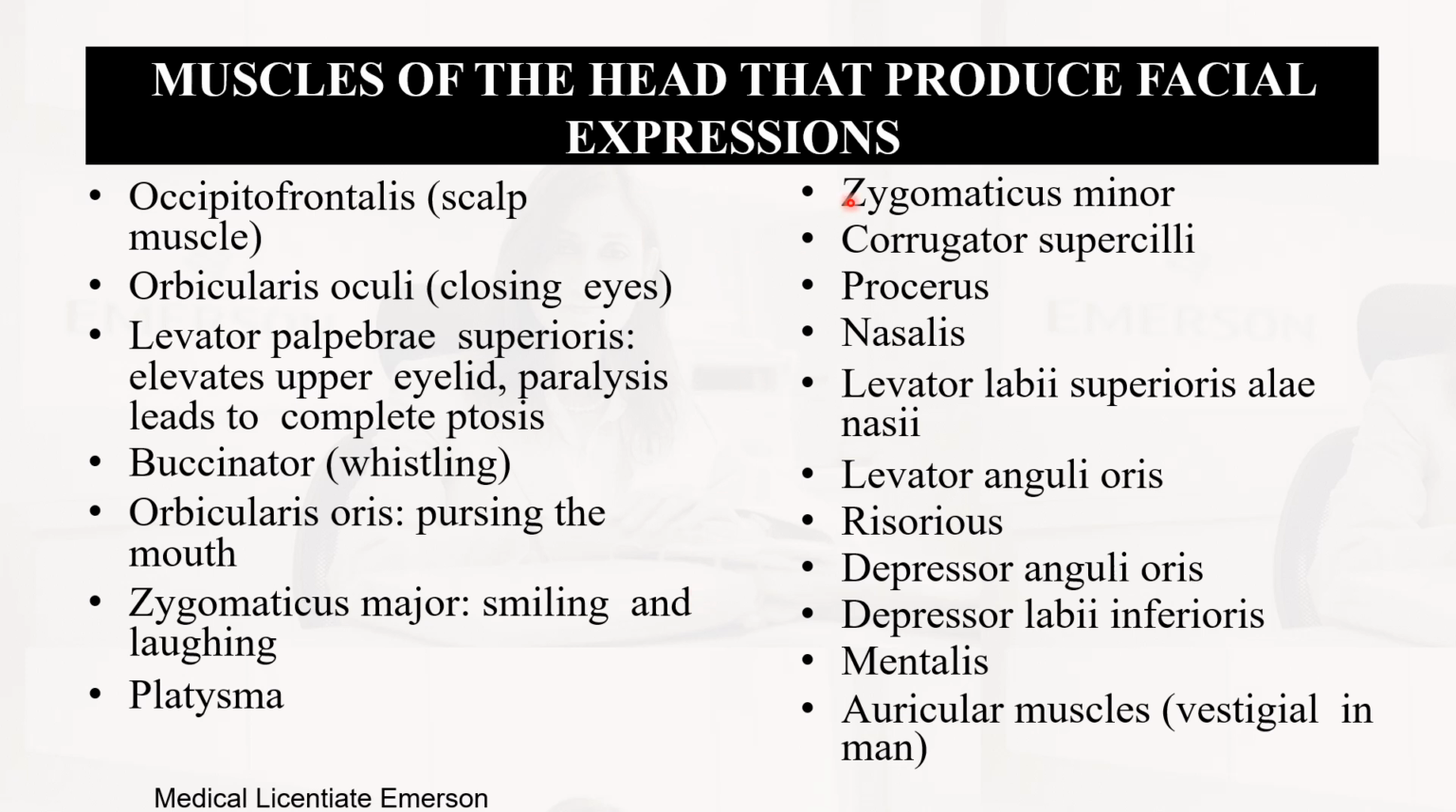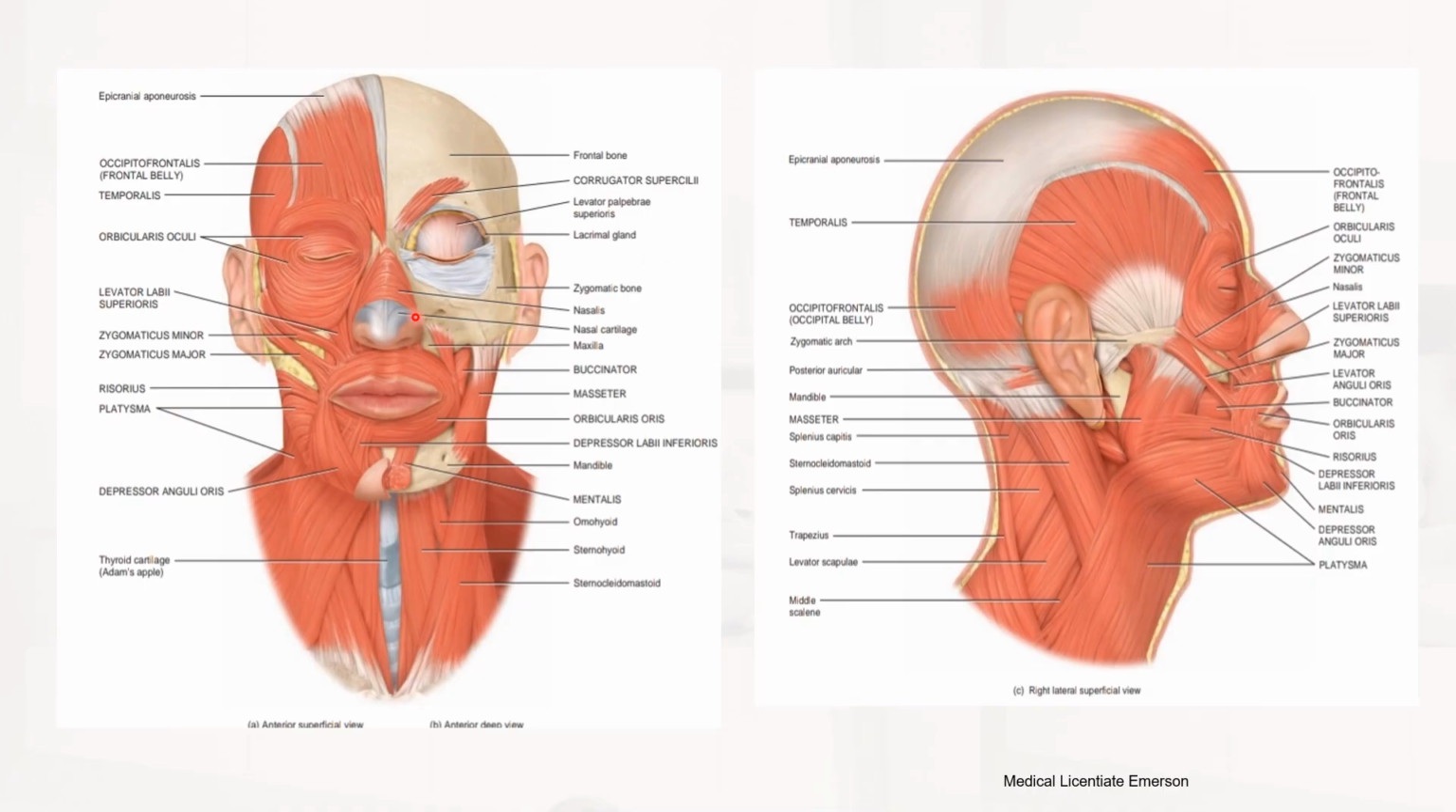Remember there is the facial nerve, cranial nerve number 7. It is the one which innervates most of these muscles. So the facial nerve innervates most of the muscles here. This is what we are talking about. These are the muscles we were mentioning. We have the zygomaticus major and the zygomaticus minor. The zygomaticus major is responsible for smiling and laughing. Then the buccinator is for whistling.